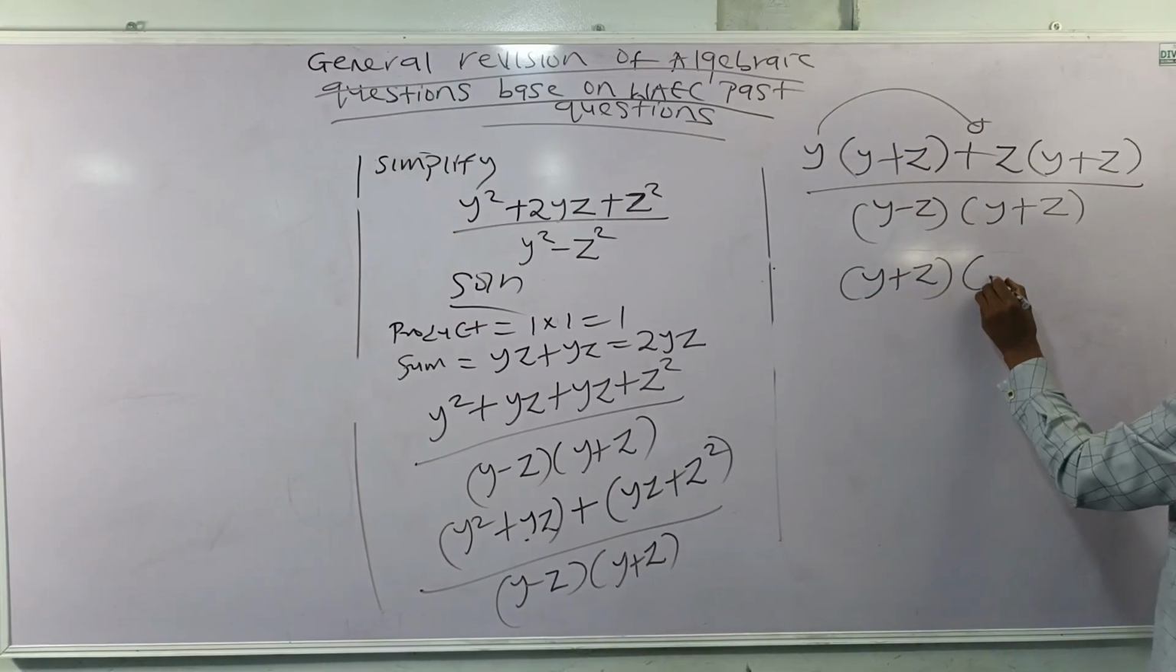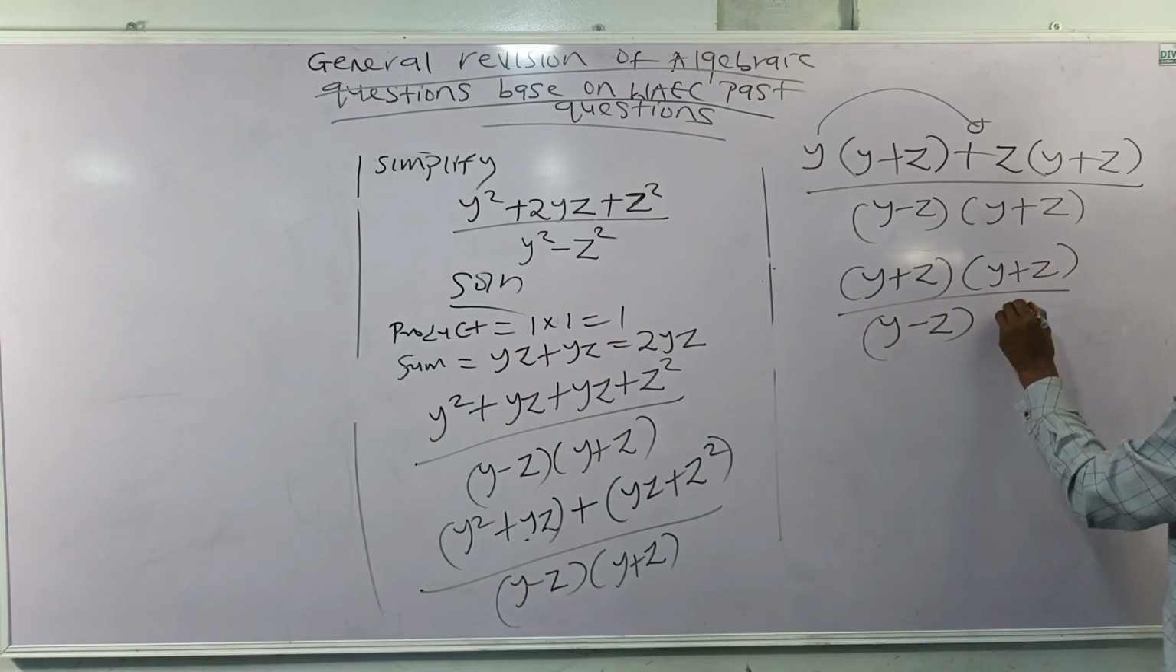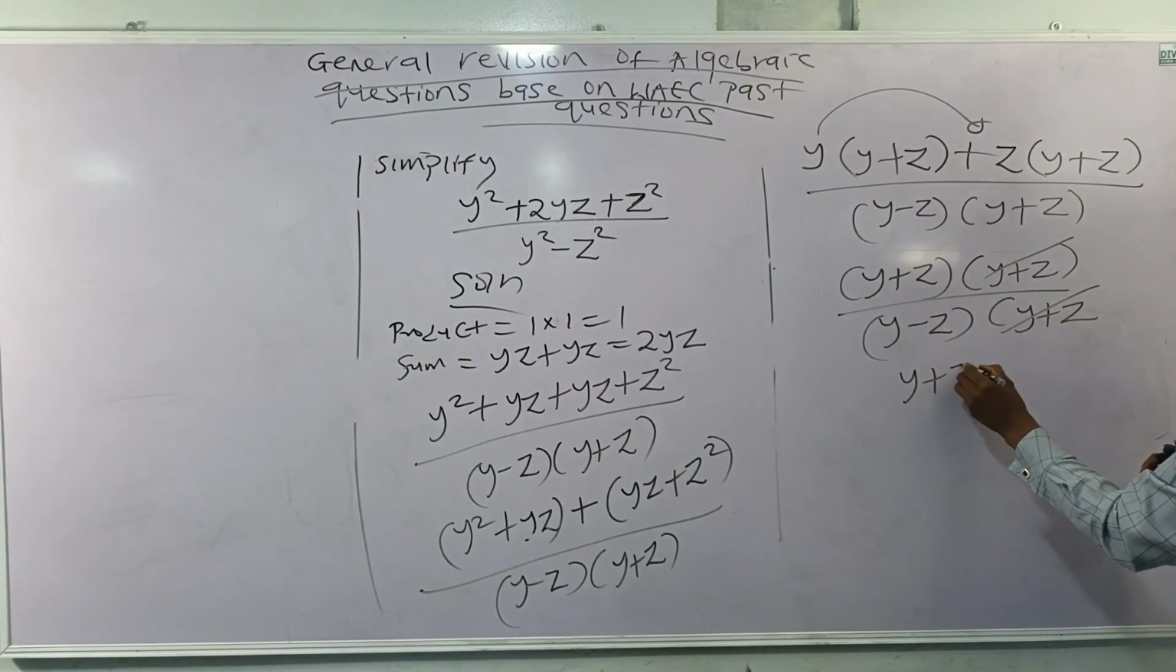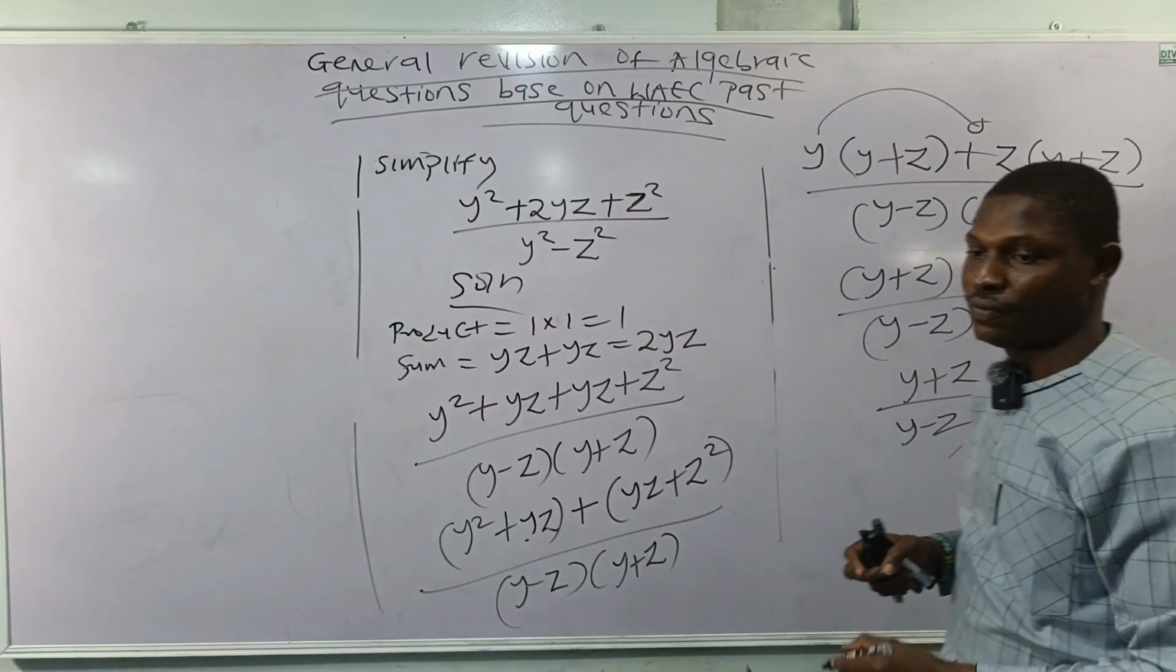These two brackets are the same, so we pick one, y plus z, to give me y minus z, in brackets, y plus z. So this can cancel this, and I'll have y plus z all over y minus z as my answer.